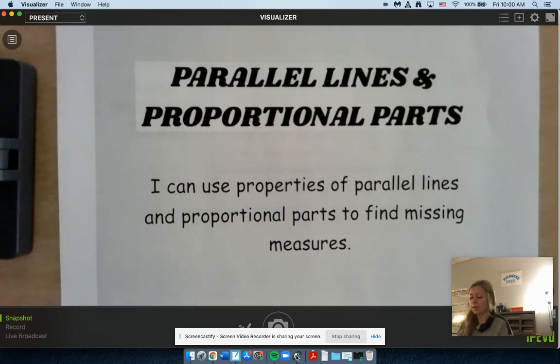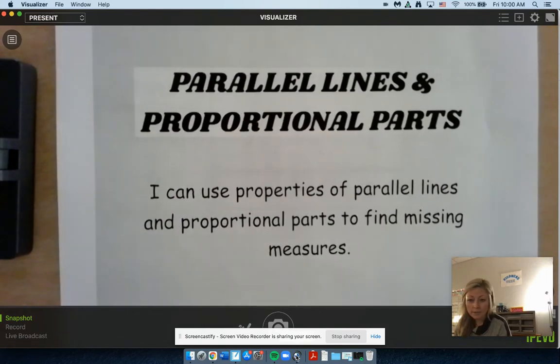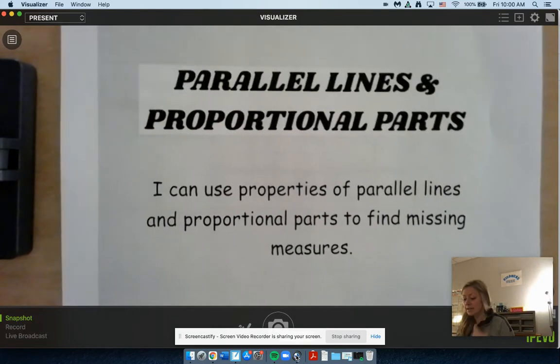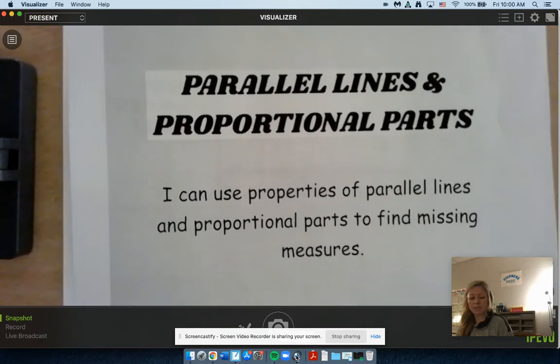Anywho, after today, you're going to be able to use properties of parallel lines to find missing measures. Okay, again, it's going to look real similar to what we've been doing already. So that's exciting and nice, I think. But let's just dive in.